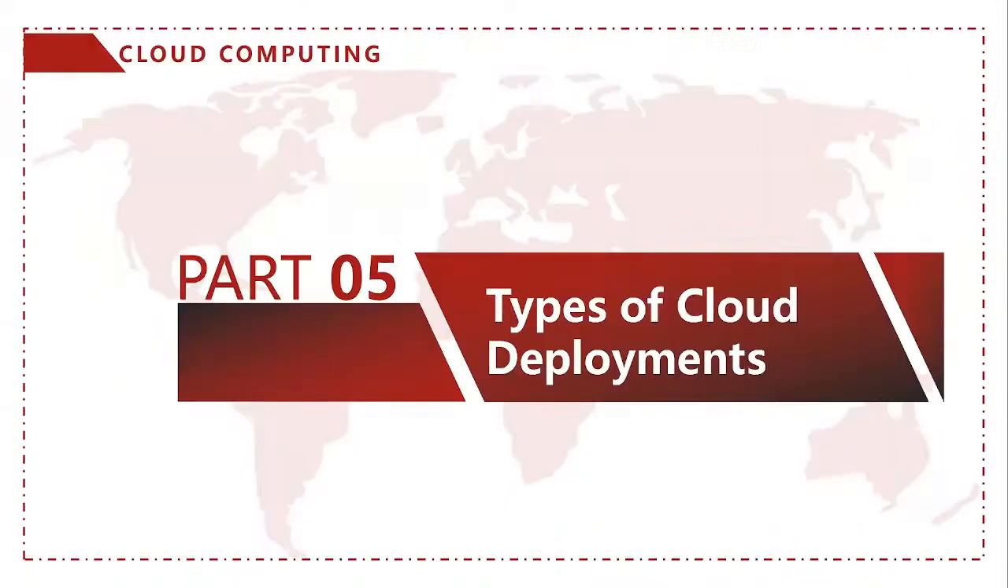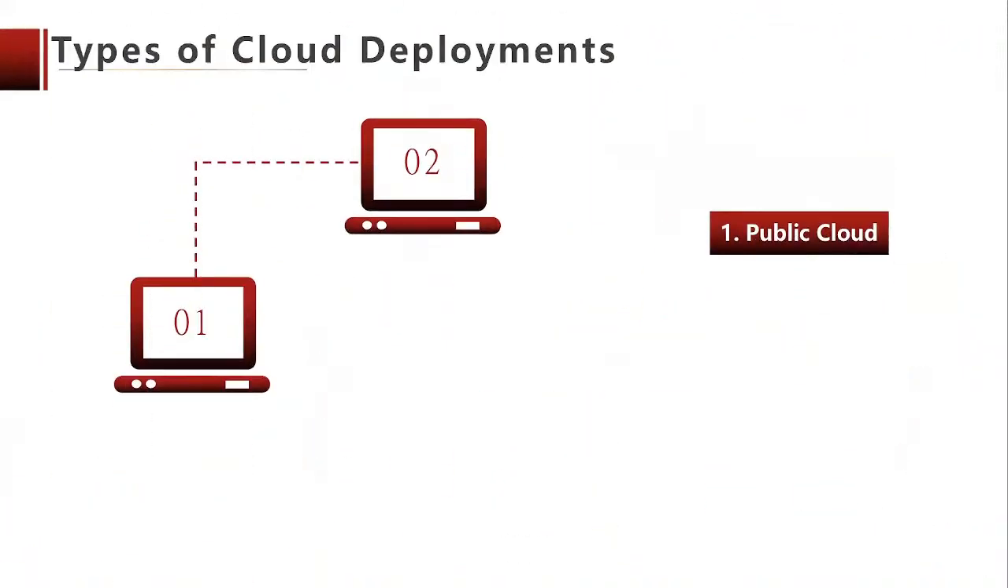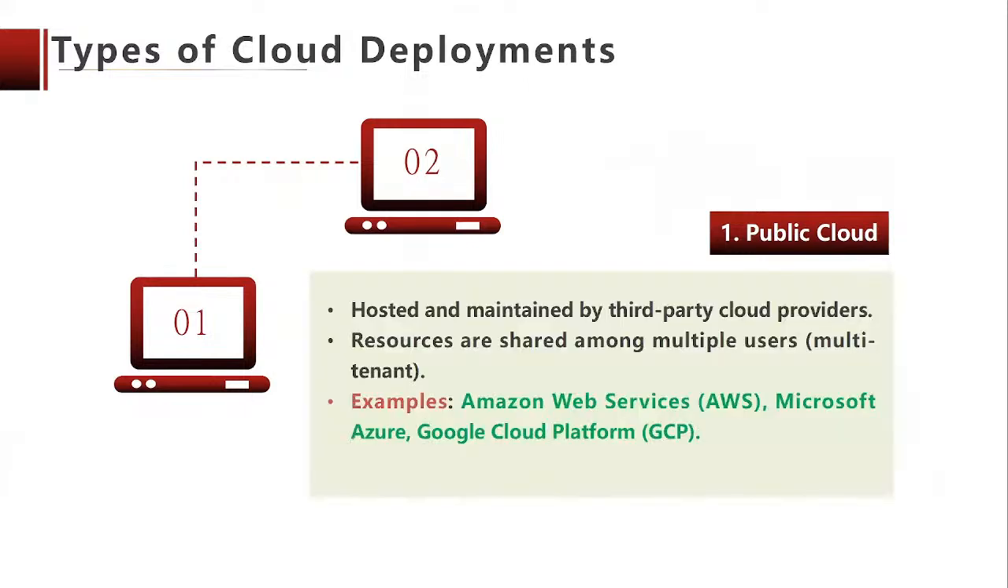Now coming towards part 5, that is the types of cloud deployments. So simply the first one is public cloud. Public cloud is one type of deployment where it is hosted and maintained by third-party cloud providers. As it is known as public cloud, definitely a third party is involved there. Resources are shared among multiple users, so it is also known as a multi-tenant system. Some examples are AWS, Microsoft Azure, Google Cloud Platform. We are going to discuss them in detail, and AWS would be the major one.